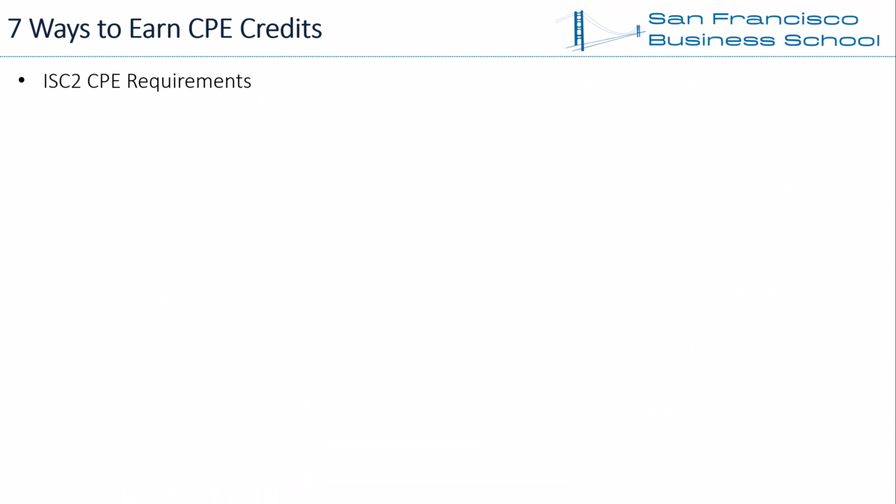Before diving into the best ways to get CPE credits, you need to know the CPE requirements and which activities can earn you CPE hours to renew your ISC2 certification. CPE is the abbreviation of continuing professional education. Typically, an hour spent on an activity equals 1 CPE credit.